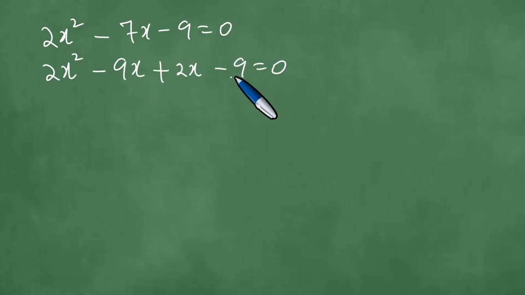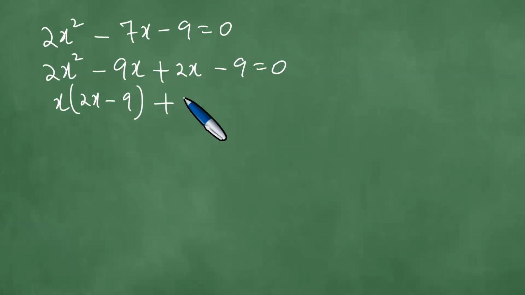Because with this technique, you first multiply 2x squared by minus 9. 2x squared times minus 9 is minus 18x squared. So you take the minus 18x squared, you look for two expressions whose product is minus 18x squared, whose sum is this, which is minus 9x plus 2x. Okay, we continue. Here we factor out x, which gives x(2x minus 9) plus 1(2x minus 9).